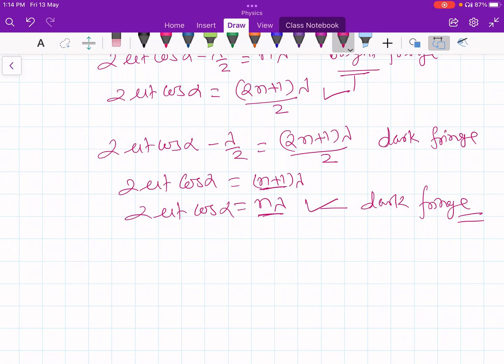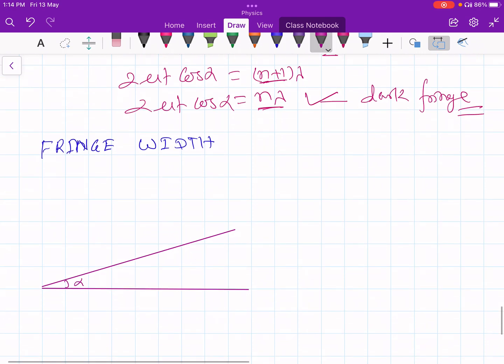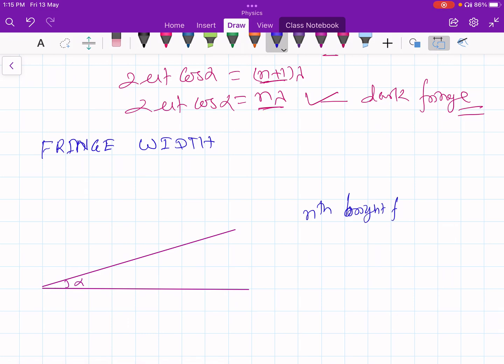Using this, let us find the fringe width. For that, let me redraw that diagram of the wedge-shaped film. This is the wedge-shaped film over here. The angle is alpha. And let's assume that I am getting the nth bright fringe obtained at distance xn at thickness t.